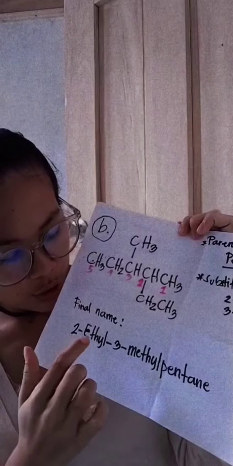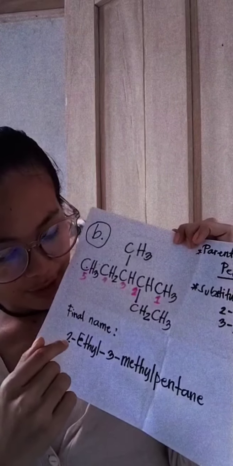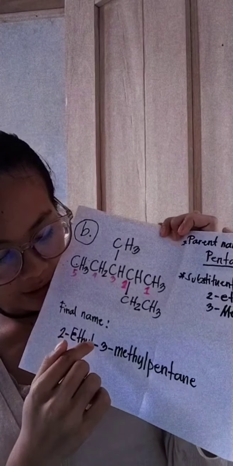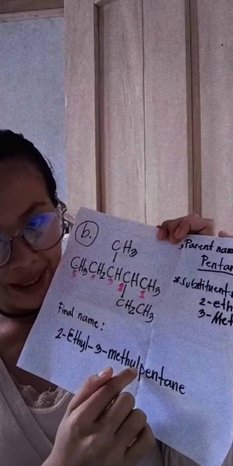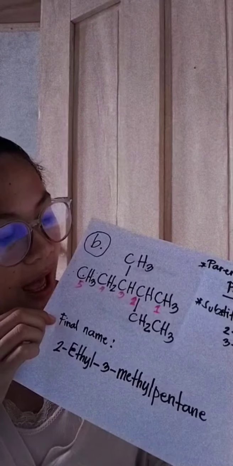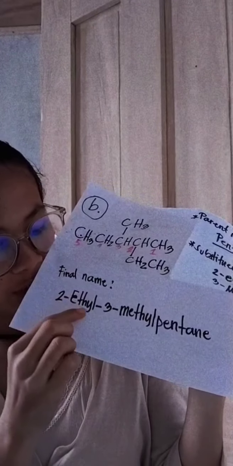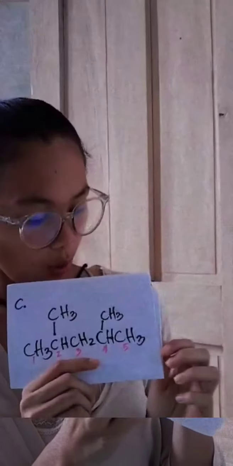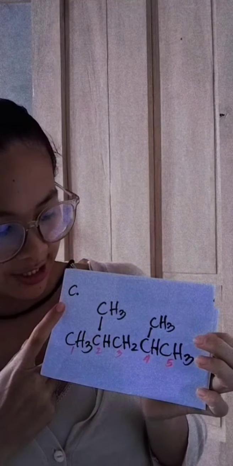So, because E comes first than M, so we write first the E. So, 2-ethyl-3-methyl and the parent name pentane. So, therefore, the final IUPAC name of this alkane is 2-ethyl-3-methylpentane. Okay, let's move on to the next problem, which is letter C.